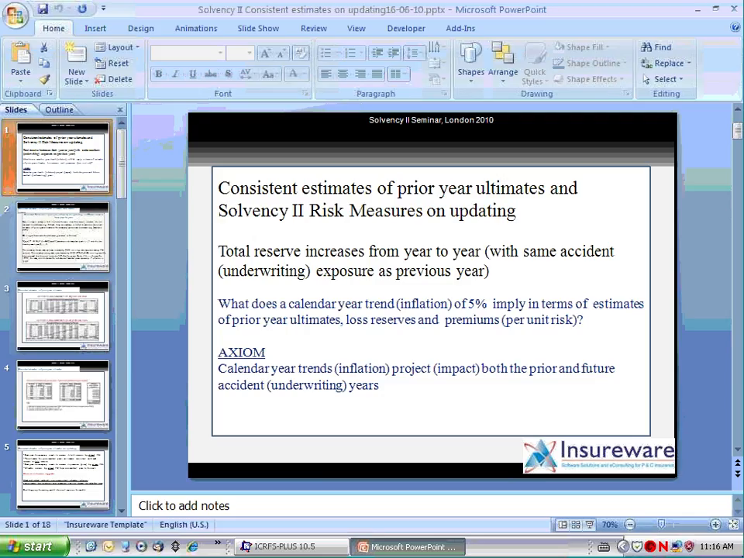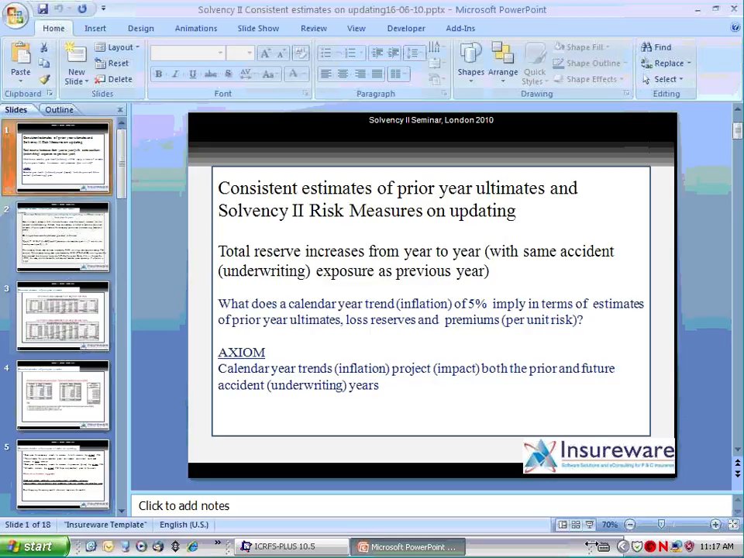In this video, we're going to study the conditions that would make estimates of prior year ultimates and also solvency risk measures consistent on updating. Every year you have another calendar year of data. How do we know that our estimates of SCR, solvency capital requirement, market value margins, technical provisions, estimates of prior year ultimates are consistent? We're also going to be using real data for this.